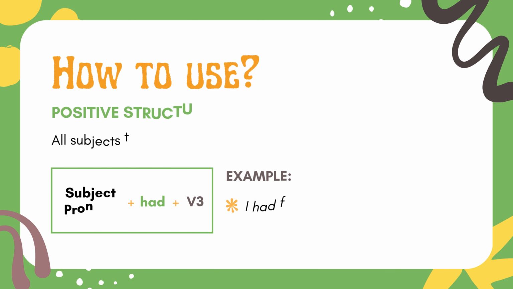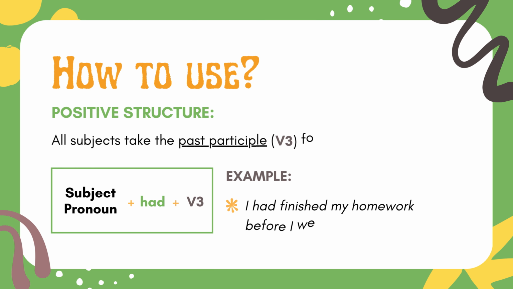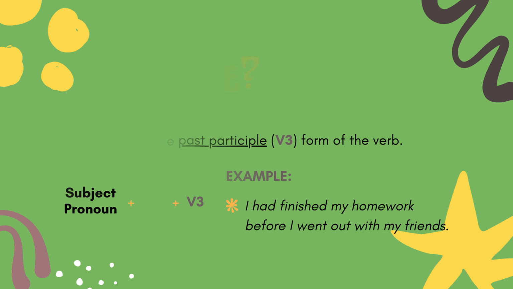Positive structure. All subjects take the past participle, V3 form of the verb. Subject pronoun plus had plus V3, third form of the verb. Example: I had finished my homework before I went out with my friends.